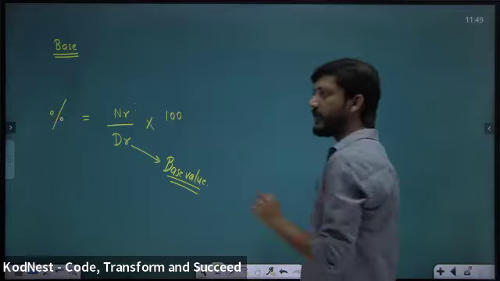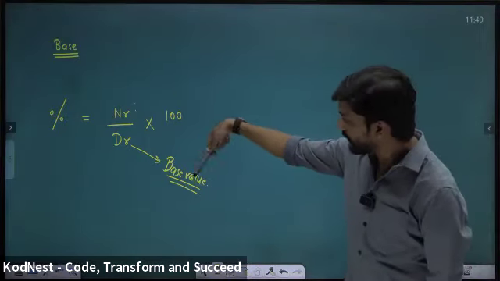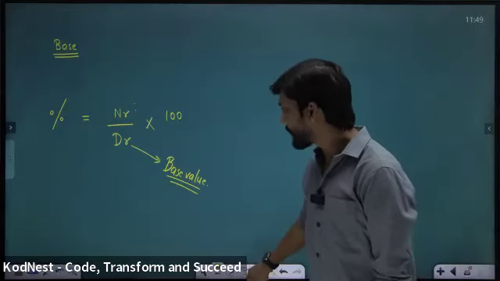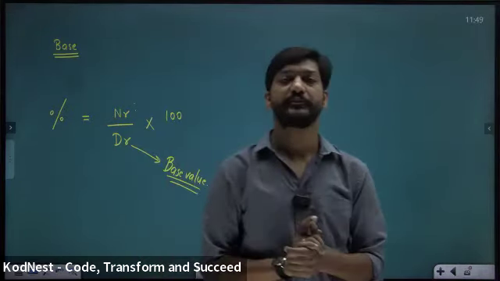Okay. In the case of percentage marks, total marks is the base value. So total marks is the denominator. All right. Now carefully answer one by one.